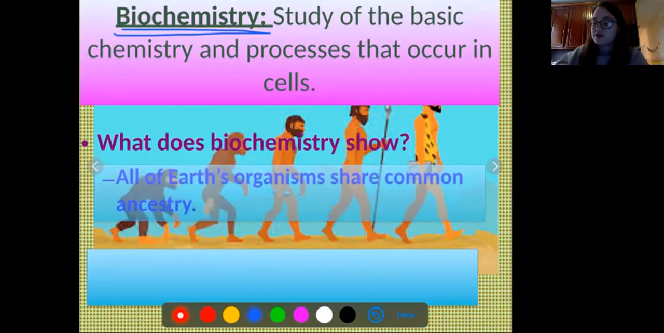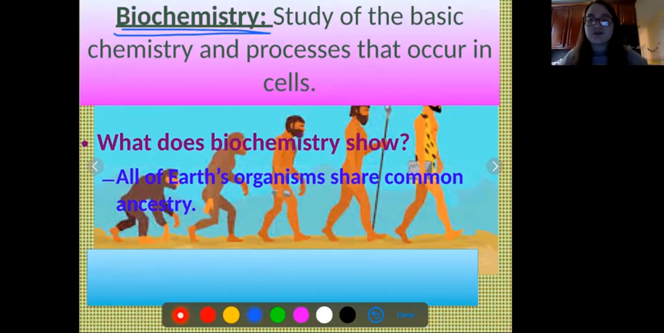And what does this show us? Well, if we look at biochemistry across the board between different organisms, we see that it's very, very similar. We all use the same amino acids. All the processes that we use are very, very similar. And that gives us evidence to infer that all of Earth's organisms share some sort of common ancestor. So because we have all of these biochemical structures and processes in common, that implies that we came from a similar origin. And so that is one reason why we use biochemistry to support this theory of evolution, because it shows that we all came from something similar at one point.